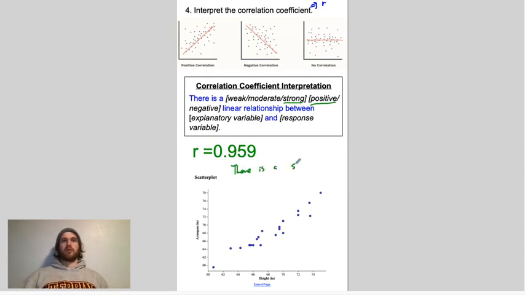There is a strong positive linear relationship between height and arm span. Bingo. That's what that means. Super. Correlation coefficient on a roll.